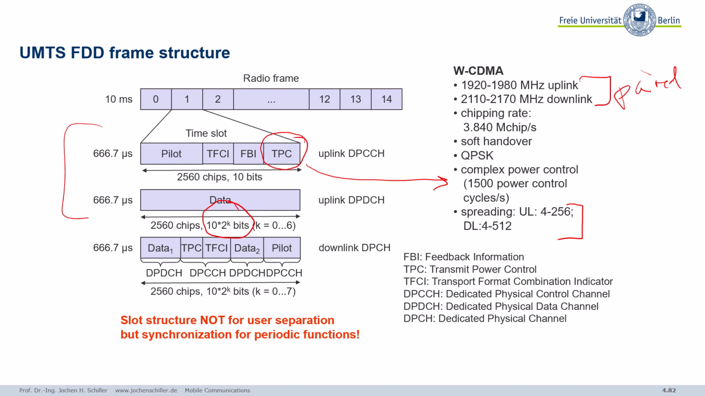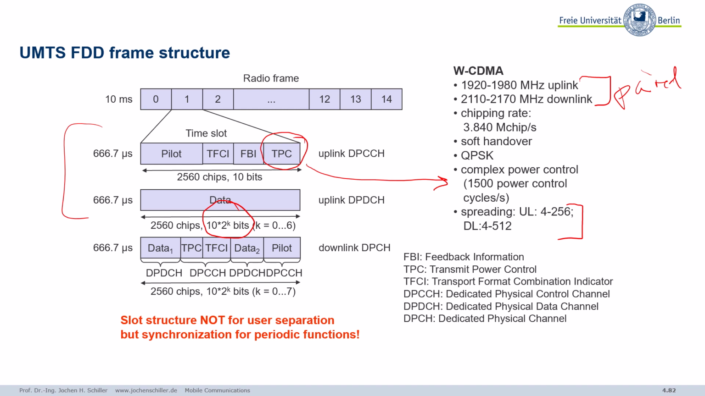Additionally, the other side will always send you the TPC commands that will tell you if you have to send stronger or weaker. So this is for power control. You check the signal strength and tell the other side, please send a bit stronger or not that strong. And this is done quite often, as you can see, 1500 times per second.